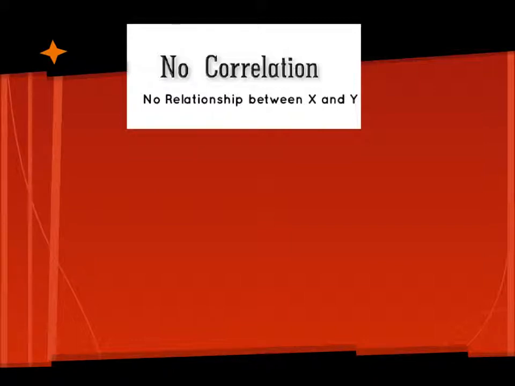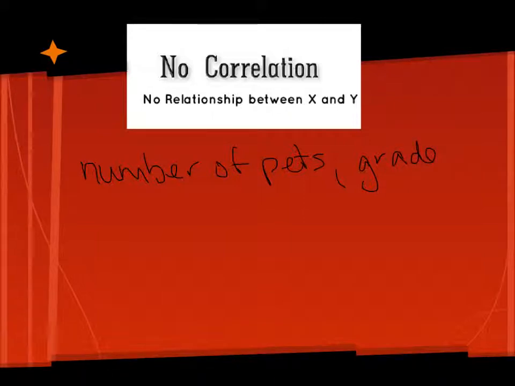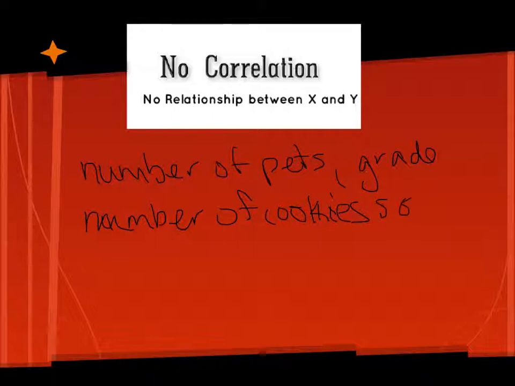An example of a situation with no correlation could be something like the number of pets you own and your grade in math. The number of pets that you own does not have any relationship with your grade in math. Another example could be the number of cookies sold and temperature. As the number of cookie sales goes up, the temperature does not change. There is not a relationship between the two.